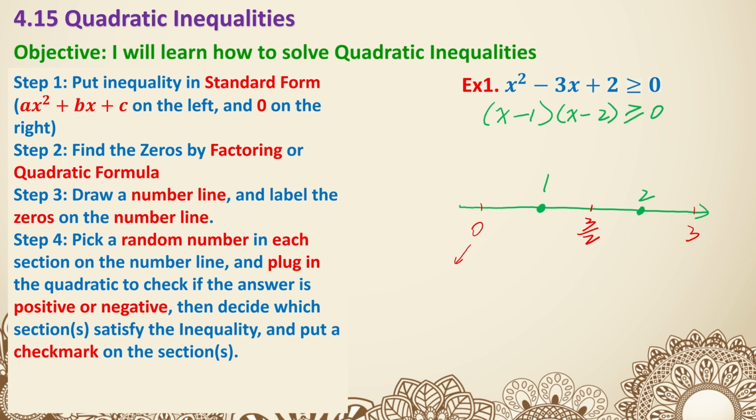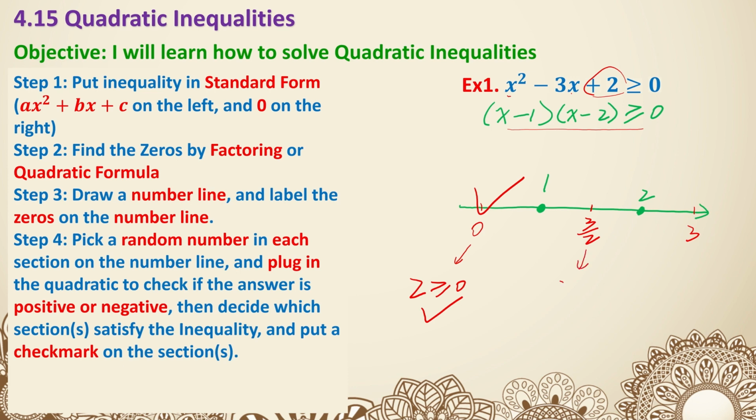For 0, I'm plugging in either here or the original. Either way works. So picking 0 actually is easier to plug into the original because the x squared and the 3x are just going to be 0. So the 2 is greater than or equal to 0. That works. So this section got a check mark.